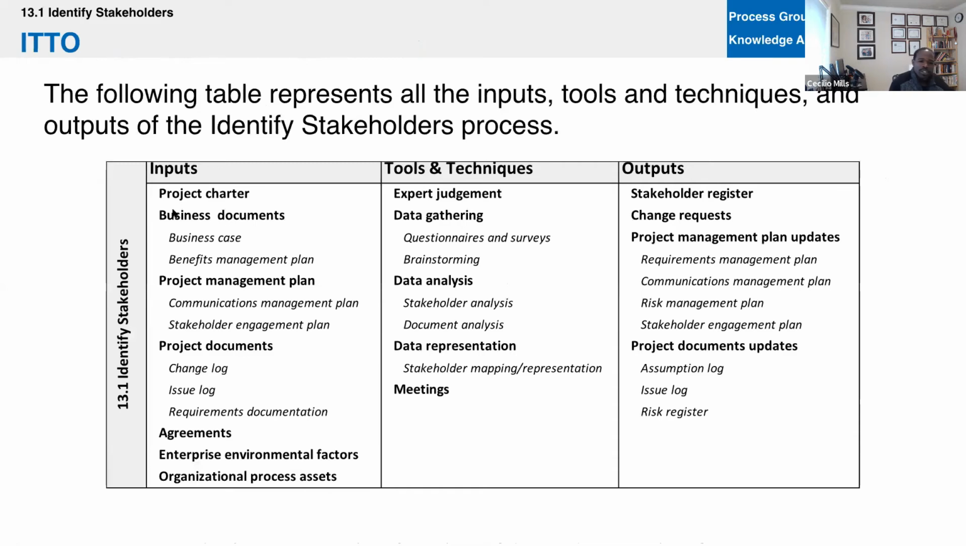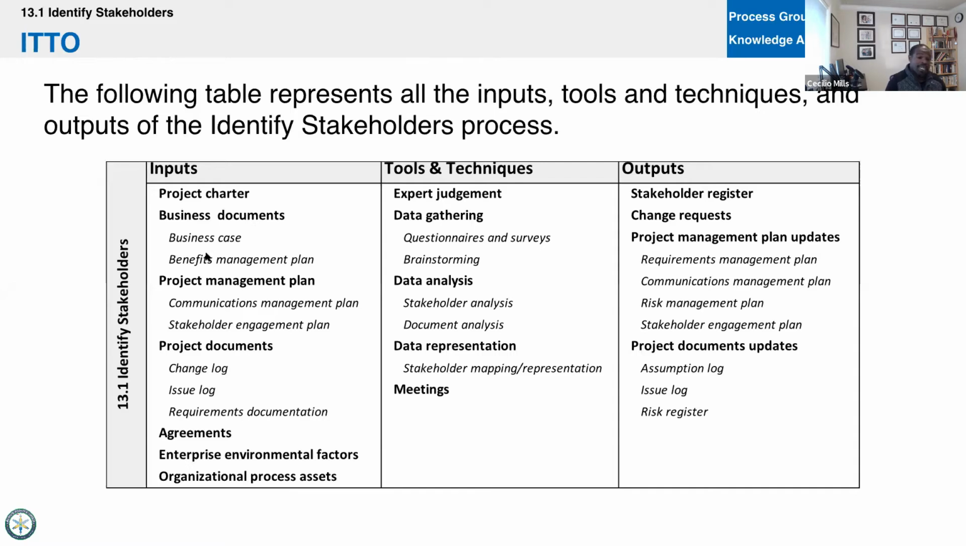So here's our tools and techniques. Notice how the charter output from the past process becomes an input here. We need a business case and a benefits management plan, because whoever is going to be getting these benefits, this might be for the employees of the company, right? So we need to think about them as stakeholders too.